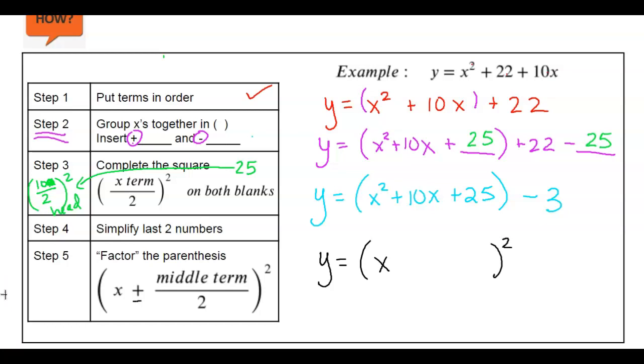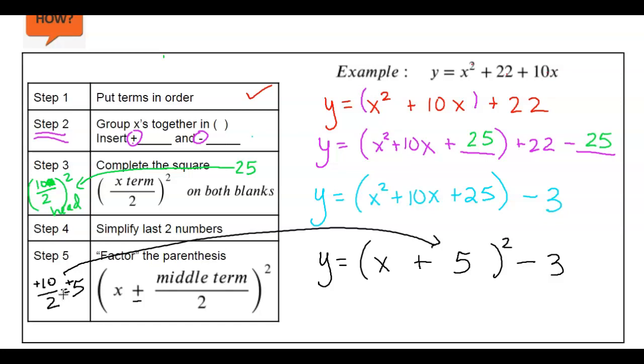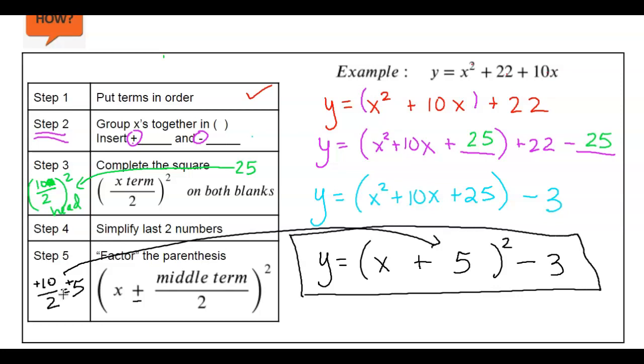I'm going to take that middle term again, which is 10, and we divide it by 2. Okay? So 10 divided by 2 is 5. And that's what goes, since this was a positive 10, this is a positive 5. And that's what goes right here. Okay? Now, I still have the minus 3. This is done. This is in vertex form.